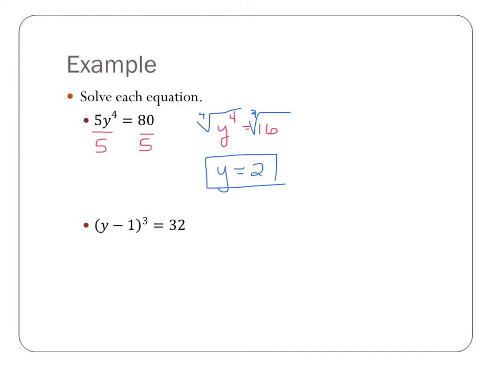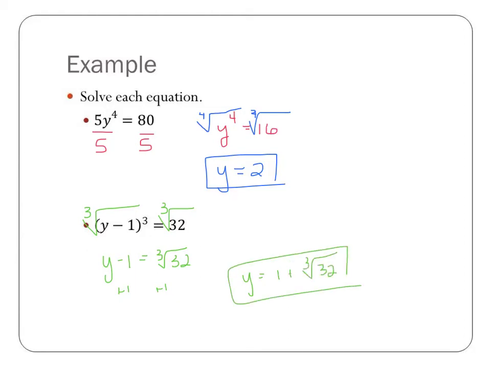Alright, so the second one here, we already have our grouping by itself, so you're just going to take the cube root of both sides, and this is y minus 1 because the cube root and the cube cancel, equals, we are going to leave this as the cube root of 32, and I'll talk in 7.2 about why that doesn't simplify. And you're going to add 1 to both sides, and so I would write that 1 plus the cube root of 32. There we go.